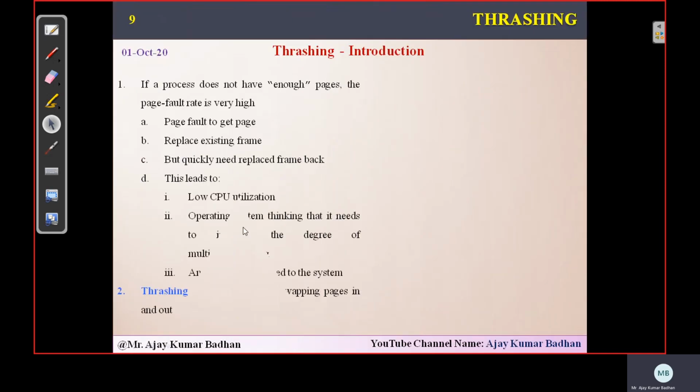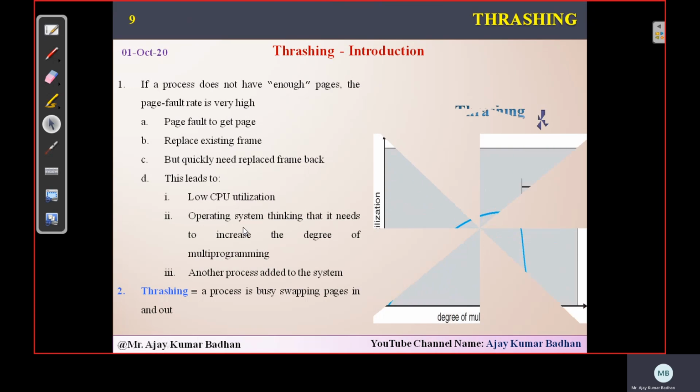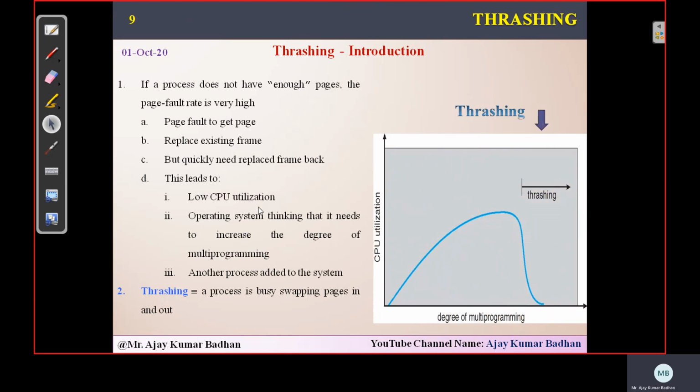And then we have thrashing. This is one of the most important topics we require here. What we mean by thrashing is this: please consider the global replacement we have discussed just now. Global replacement, you please consider.